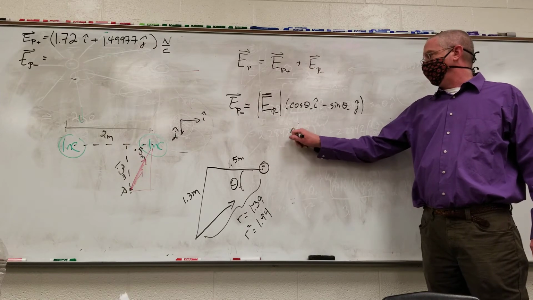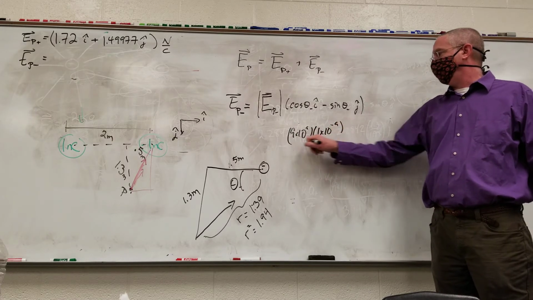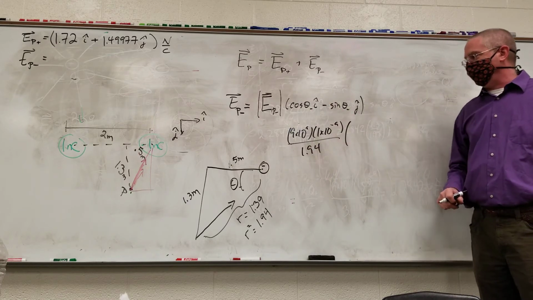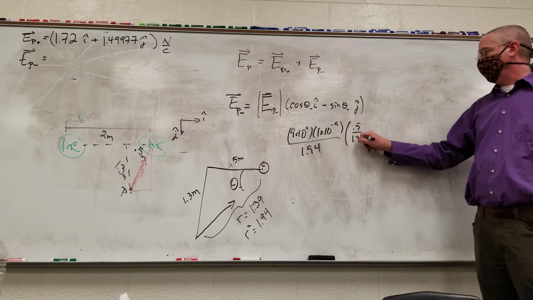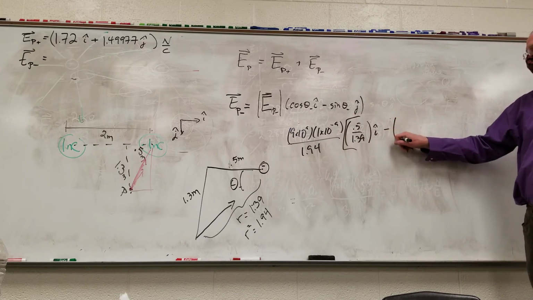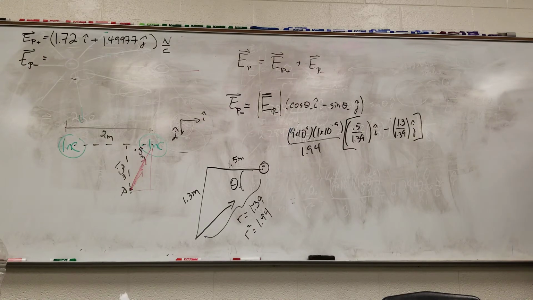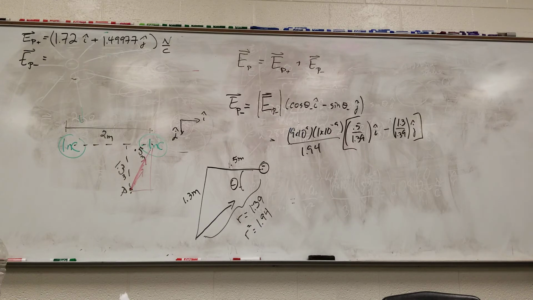So my magnitude here, 9 times 10 to the 9th, times 1 times 10 to the negative 9th over 1.94, times cosine of theta. Well, that's the adjacent over the hypotenuse, so that's 0.5 over 1.39 i hat, minus the sine, which is 1.3 over 1.39 j hat. And again, I'm not forcing this particular method. You could find theta and then find sine theta and cosine theta the normal way. No problem with that.